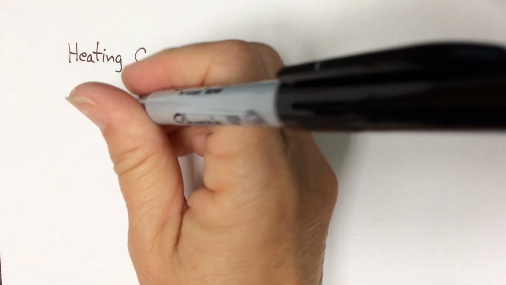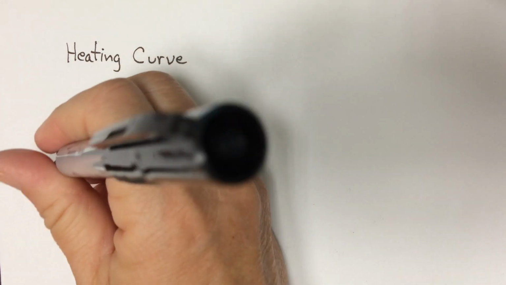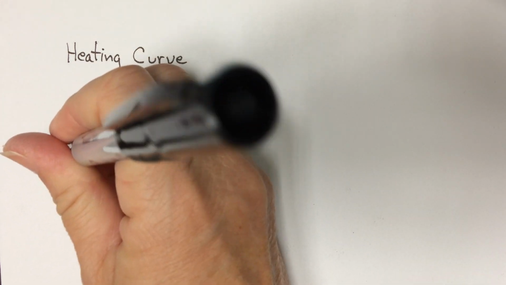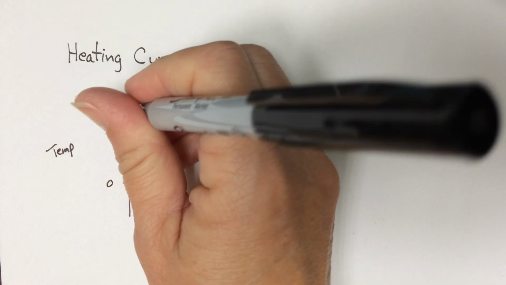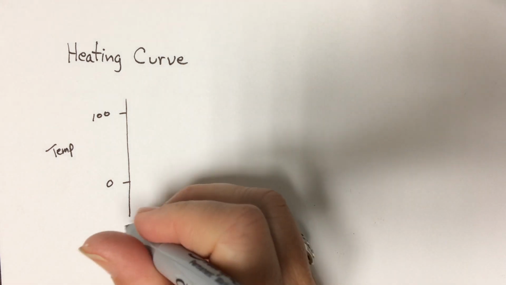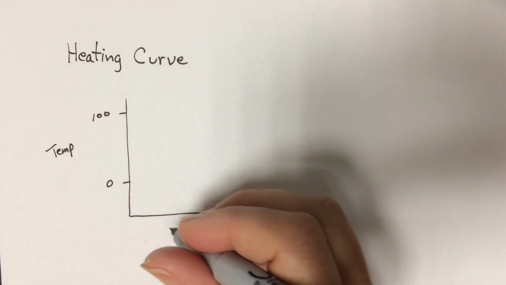So let's talk about a heating curve. On this axis, we'll have the temperature in degrees C. So here's 0 and here's 100. Water freezes at 0 and boils at 100. On this side, we'll put heat added.